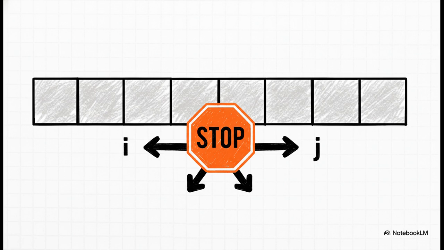But wait a minute, look at their positions. I is now to the right of J. They've crossed paths. And that's our signal. That's when we know this search and swap phase is over.